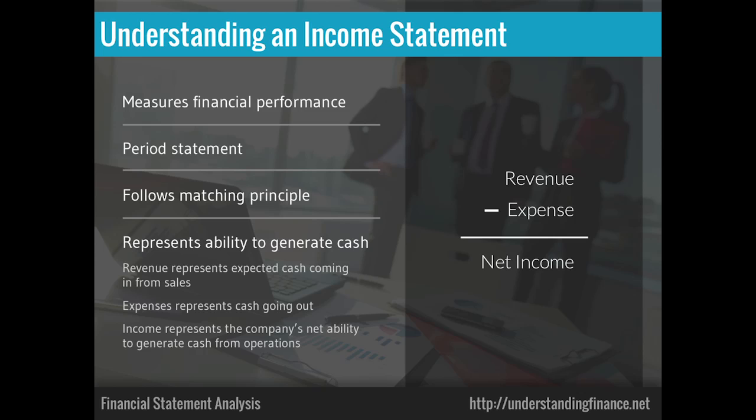Now, what the accountants do, in order to look at an activity in the period of time, is follow what's known as the matching principle. And what they do is they try and match revenue with expenses. And what the income statement really represents is what we call an ability to generate the cash. So income, net income, or net profit, represents the cash the company will eventually generate, but it may not be the cash the company is generating during the period of time.